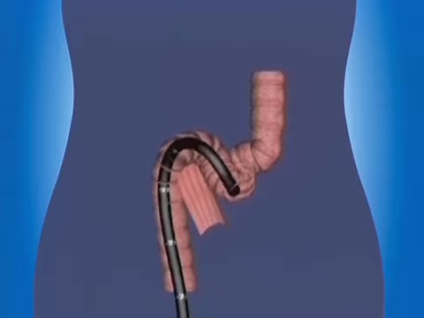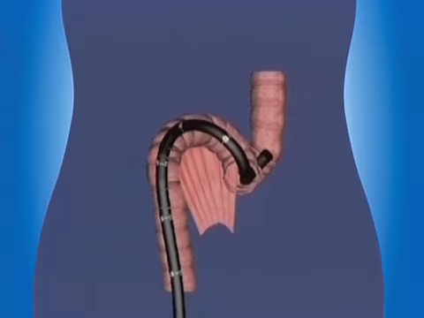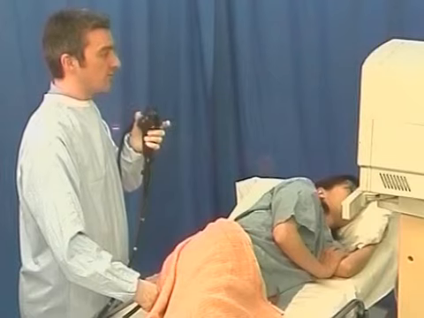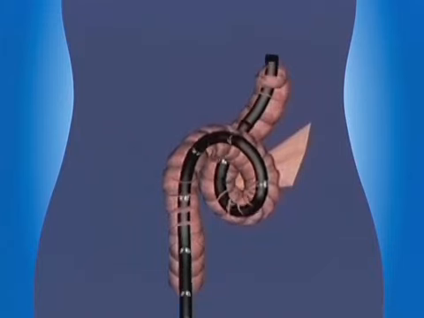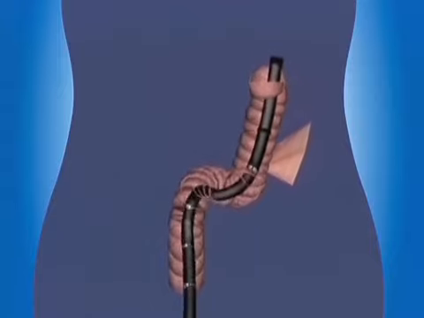Passing the bend at the apex of the sigmoid always means some push pressure. Warn the patient to expect some short-lived stretch pain, then pull back as soon as possible to reduce the loop and stop the pain.